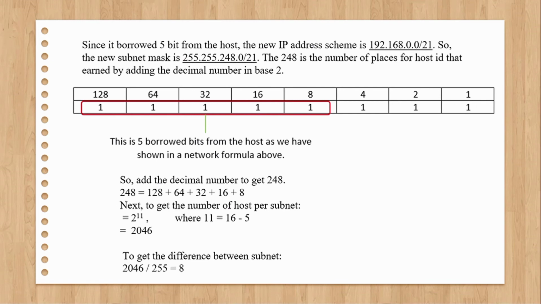Next, to get the number of hosts per subnet, 2 to the power of 11, where 11 is 16 minus 5, equals 2046. To get the difference between subnets, 2046 divided by 255, so we get 8 as the answer.